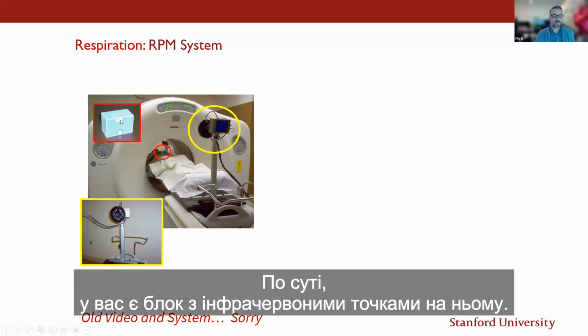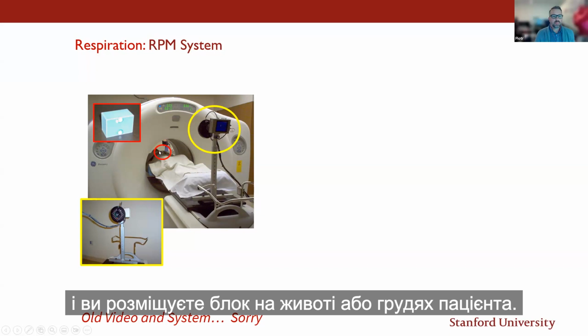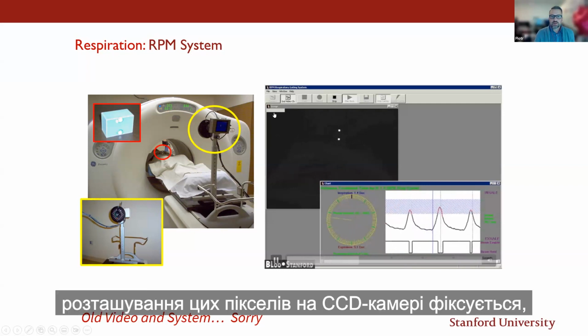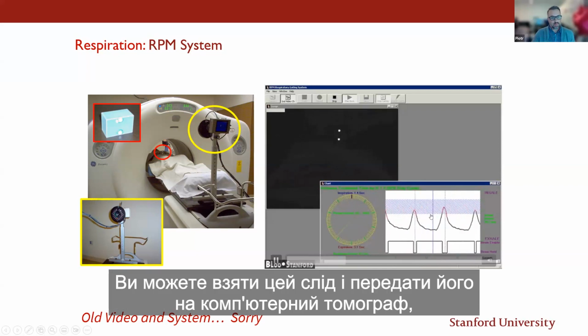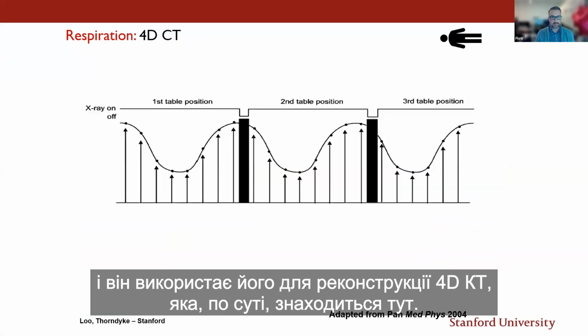Essentially, you have a block with some infrared dots on it. You have a camera that has an infrared array on it and a simple camera. You place the block on the patient's abdomen or chest. As the patient breathes up and down, the location of these pixels in the CCD camera gets recorded per time, and you can then map out a respiratory trace. You can give this trace to the CT scanner, and it will use it to reconstruct the 4D CT, which is basically here.